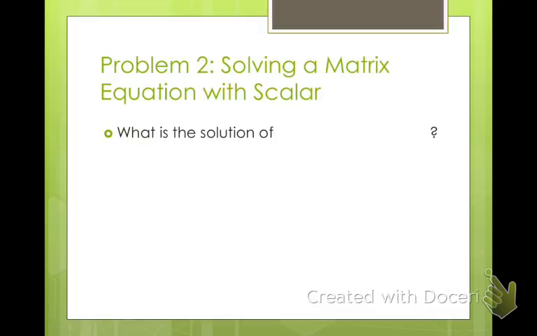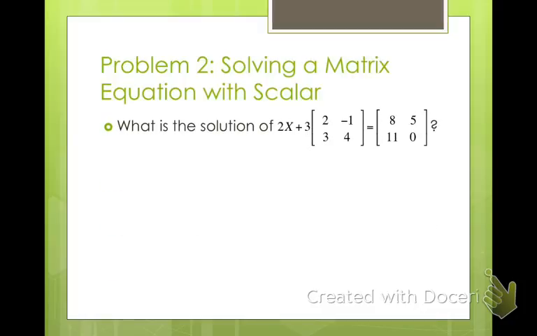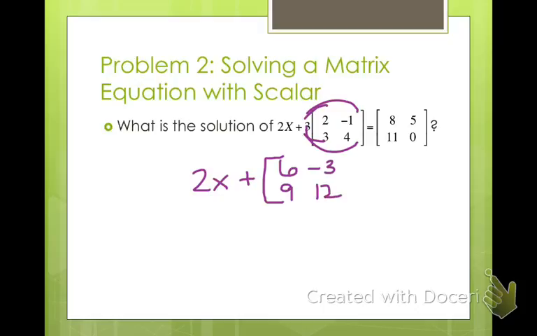Alright, for solving, what is the solution of 2x plus 3 times our matrix 2, negative 1, 3, 4 equals 8, 5, 11, 0? Okay, so first we're going to multiply that scalar through to the matrix and then just solve it like an algebraic problem. That's 6, negative 3, 9, 12 equals 8, 5, 11, 0.